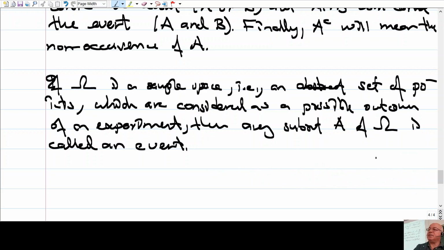So a sample space mathematically is just a non-empty set, any set. An event is a subset of that sample space. An event can be empty. There are some events which are not possible to occur, like you toss the coin and it will show both head and tail. That's impossible, so it corresponds to the empty set.